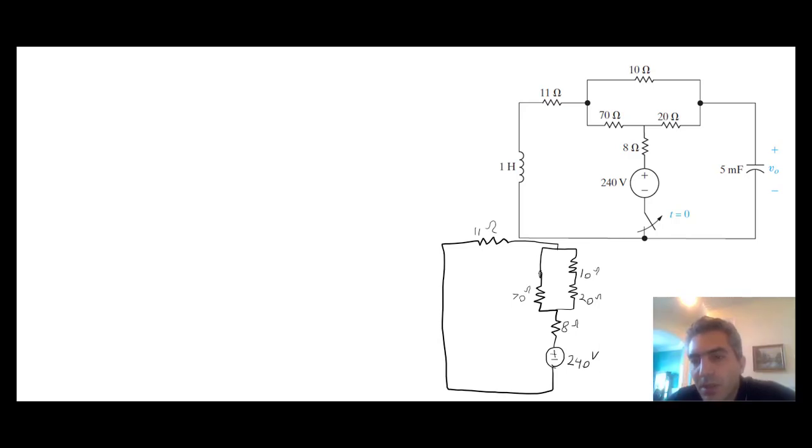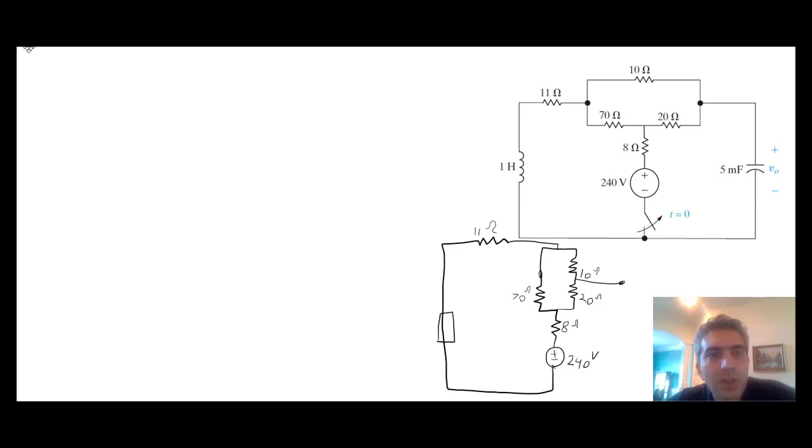Now notice that the capacitor is gone because it's an open circuit, so I don't have to draw it here, and the inductor is gone because it's a short circuit. But the inductor used to be here, and the capacitor used to be connected right here. What I mean is that they're still there, but we don't show them for the sake of simplicity of the analysis. So we're going to start analyzing the circuit now.